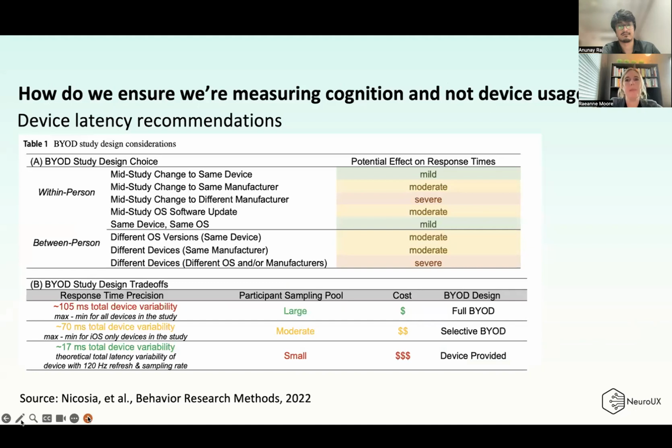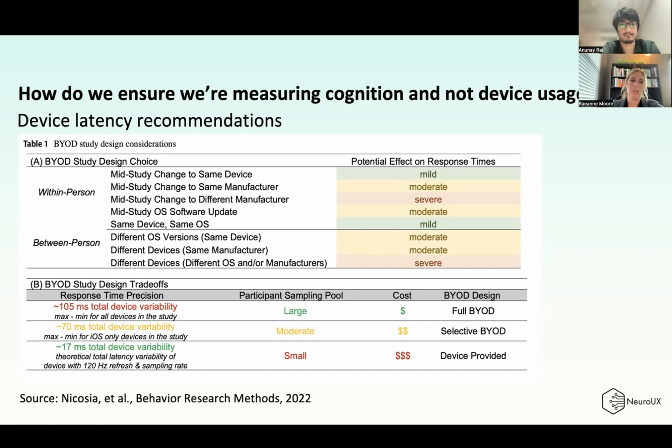Now, another question that people ask a lot is, how do we ensure we're measuring cognition and not device usage? So this information is from a really nice paper by Nicosia et al. that was published last year in Behavioral Research Methods. I encourage you to check it out. And they actually built a robot in the lab, and then they tested 26 popular phones, so different variations of the iPhone, as well as all kinds of different Android devices, to really look at device latency.